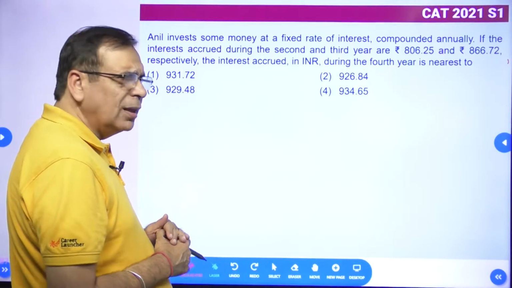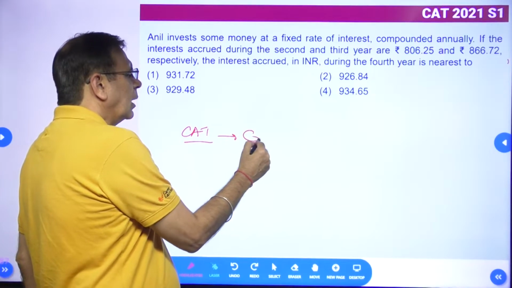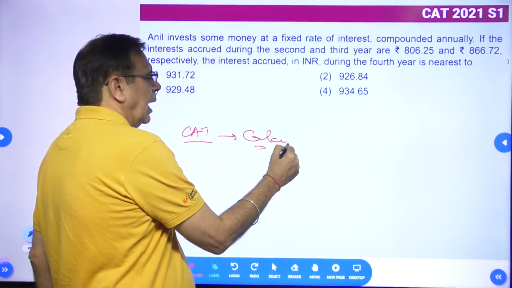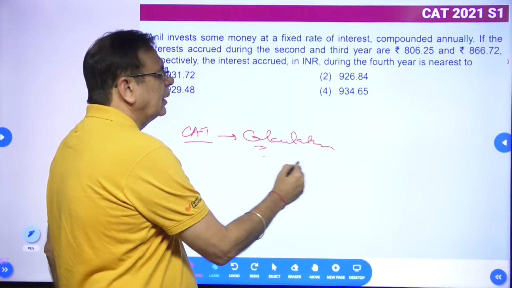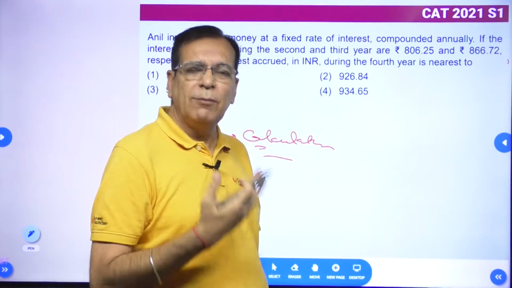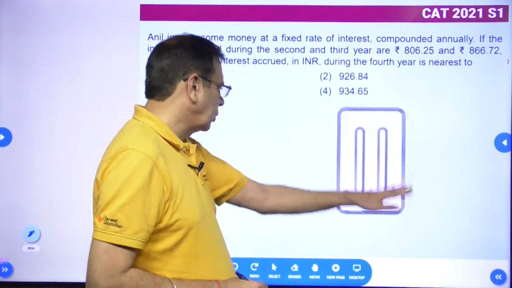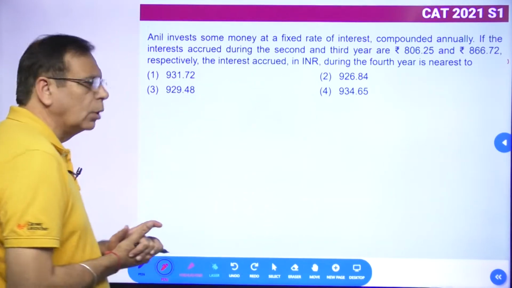Thirdly, there's a calculator in CAT. Please use it. CAT has provided you with a calculator. This is the kind of question for which the calculator should be used. If you don't use a calculator, you will be wasting a lot of time. Now let's come down to solving the question.